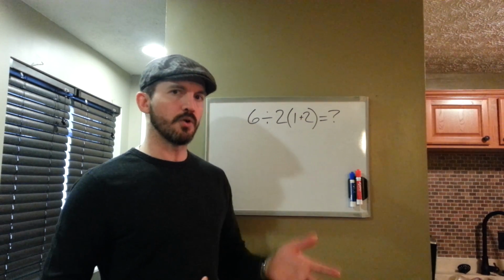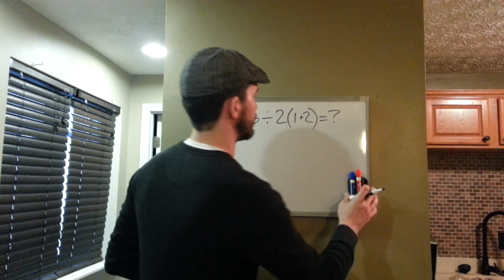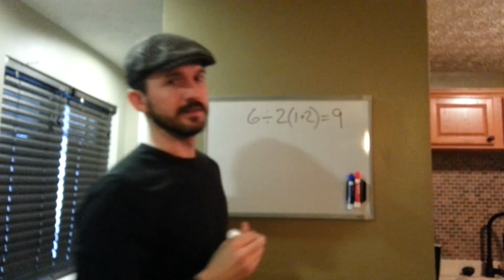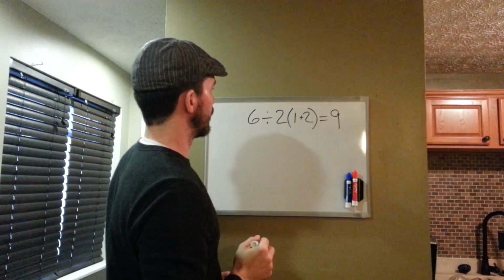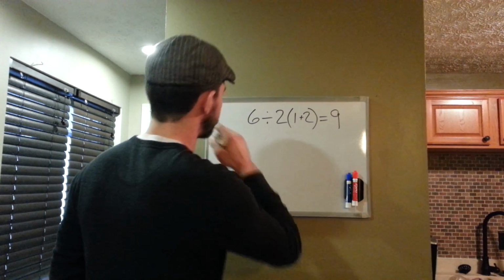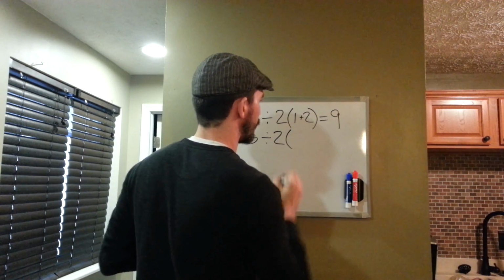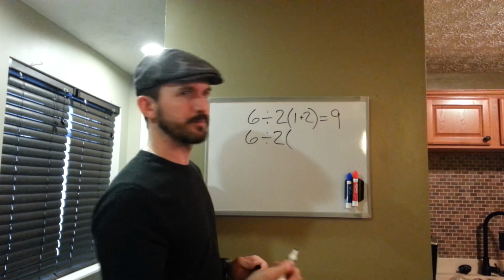So first, the wrong answer, which is, sorry guys, 9 is the wrong answer. And here's how they get the wrong answer. 6 divided by 2(1+2). Order of operations, you always do what's in parentheses first.